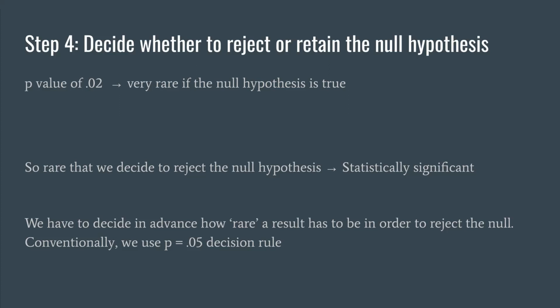So when we do this 4-step procedure, we have to decide in advance what we mean by how rare a result has to be in order to reject a null. Conventionally, we use p being 0.05 as a decision rule. So that is, we plan in advance that if the result we obtain in our study would happen less than 5% of the time under the null hypothesis, then we reject the null.